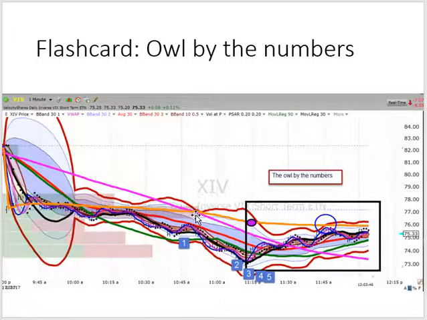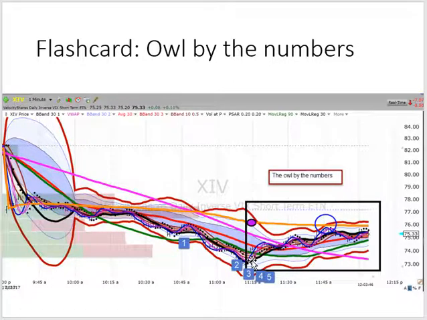Just a reminder of the owl pattern by the numbers. We have the unambiguous move number 1, RLCO outside the river, number 2. RL10 crosses the dragon is 3. Number 4, the dragon starts to hook up. Number 5, the RL30 begins to hook up.